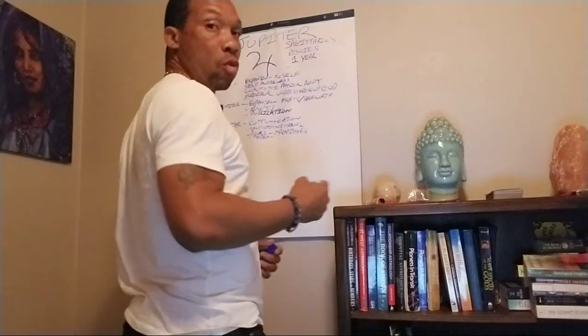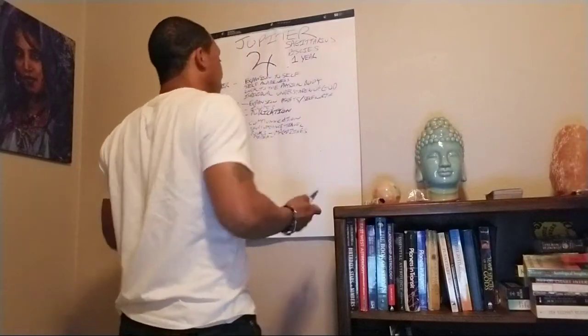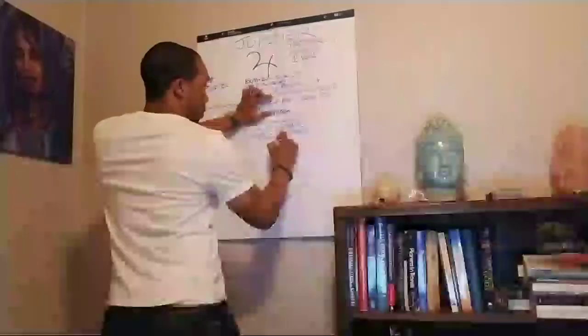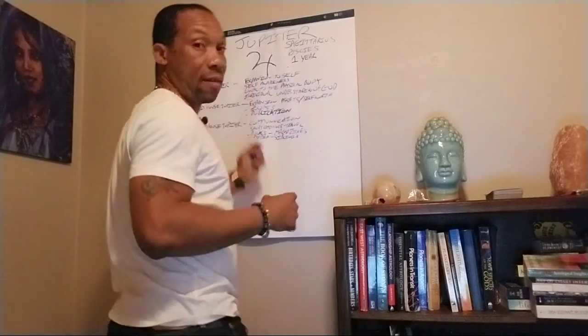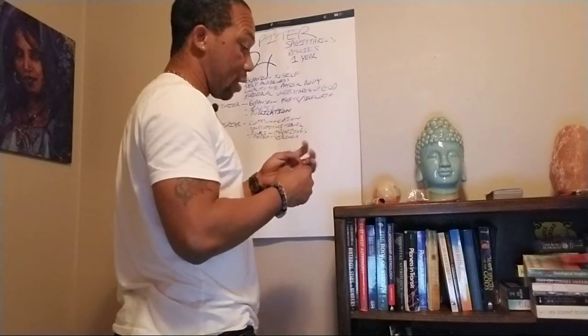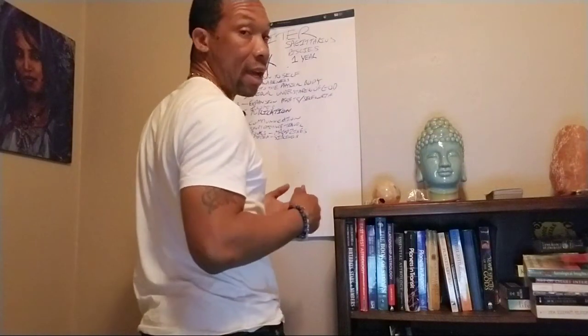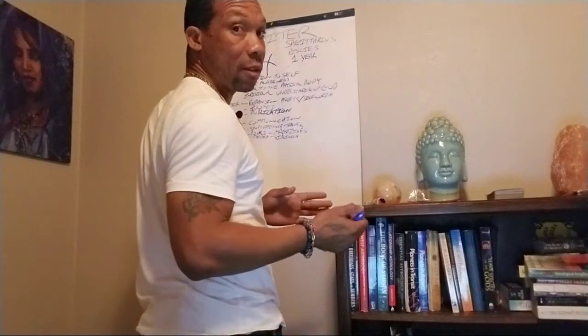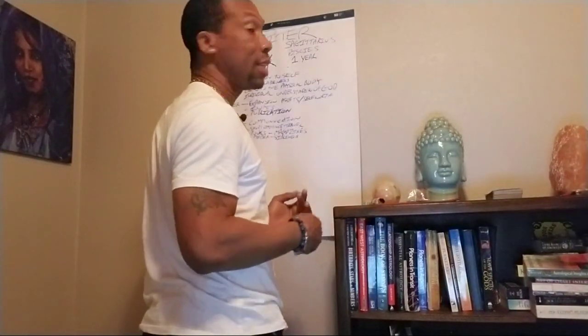What else rules the third house? The third house rules your siblings. This would mean that if, and I think he was an only child, but if he had, or if he does have siblings, I'm not sure, he would have a very, very jovial or happy relationship with them.